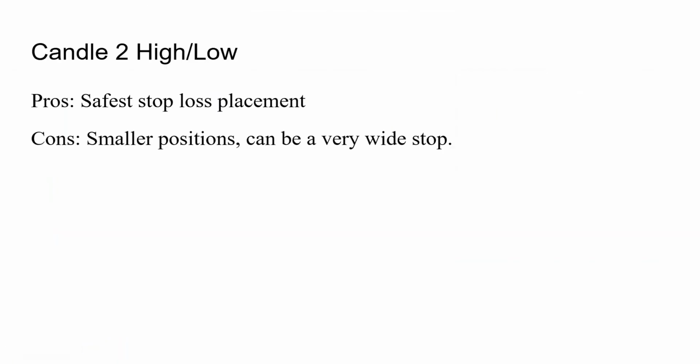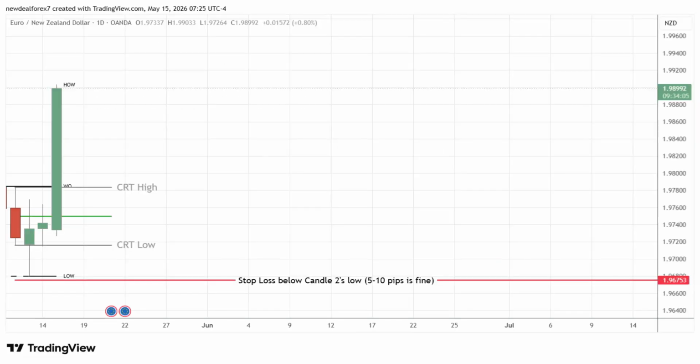Candle two higher low. The best thing about this stop loss placement is that it's the safest stop loss placement there is, but you're likely to get smaller positions and it can be a very wide stop. So this is the low of candle two. With your entry all the way up here and your stop loss all the way down here, again, the odds of you getting hit when you're right are slim, but at the same time, every chart's not going to have these monster moves. So don't get used to that. This is just one example here. But this is the safest stop loss placement that there is, below the low or above the high of whatever you think candle two could be.